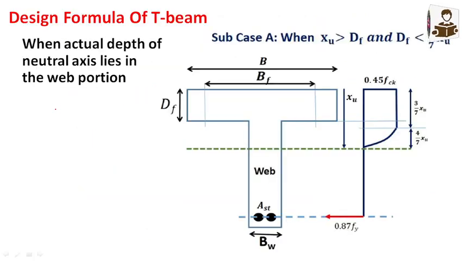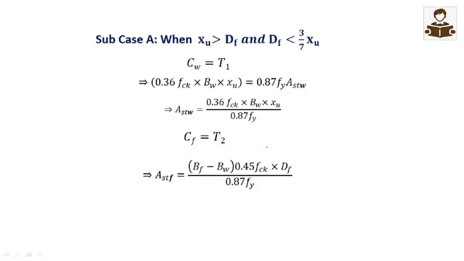Now for the last portion of this video, the design formulas for the T-beam. If you are designing when the actual depth of neutral axis is within the web portion, what is the formula for that? You have already understood this sketch. I have explained what 3/7 is, what 4/7 is, and what the flange portion is. Now let's directly come to the formula.